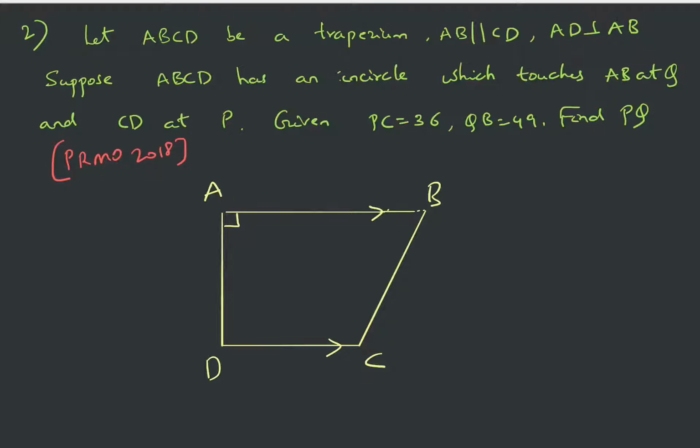And there is a circle which touches all the four sides. So that circle would be something like this. It is given that this touches AB at point Q and CD at point P. PC is given as 36 and QB is given as 49. So you need to find the length of PQ.